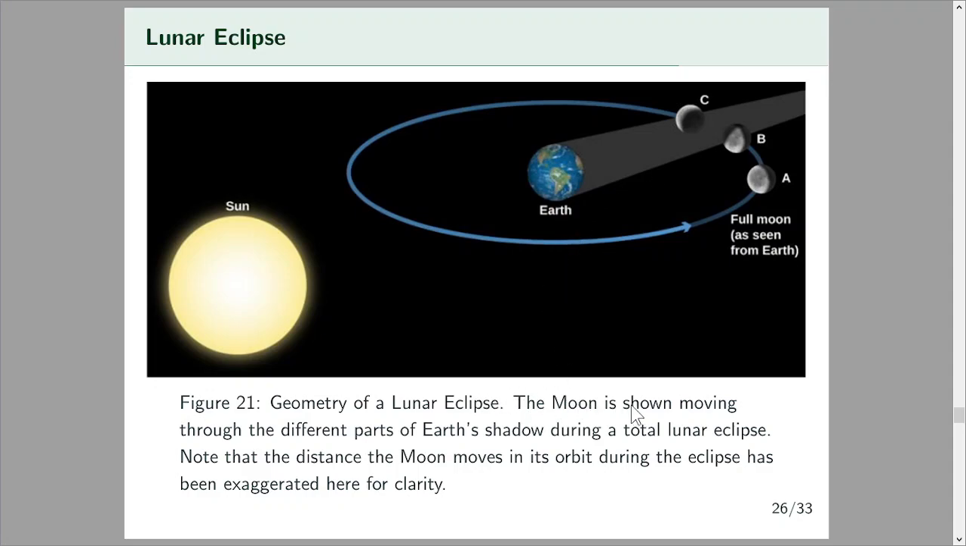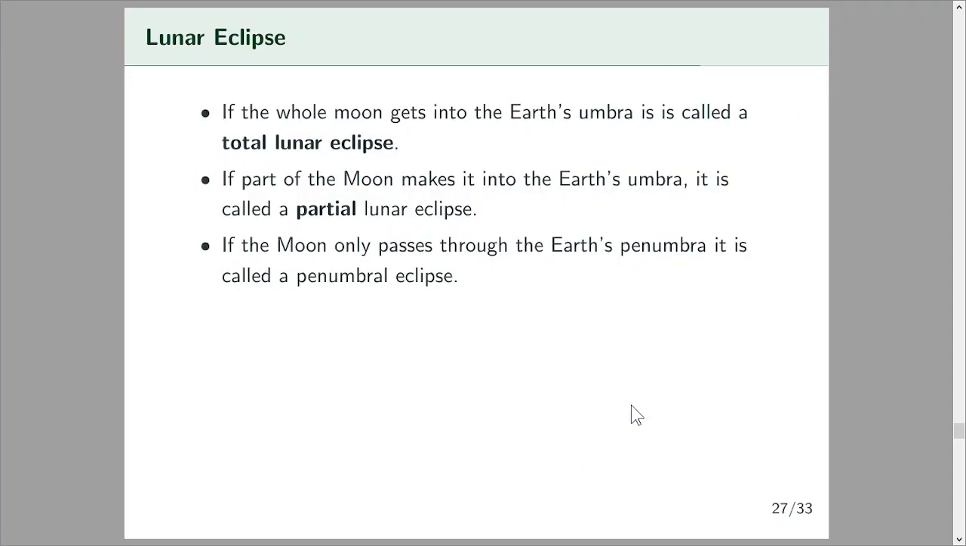The moon is shown here, sort of passing through. There are some different places the moon can pass through, so let me just get to those. If the whole moon gets into the Earth's umbra, it's called a total lunar eclipse. If part of the moon makes it into the Earth's umbra over the course of the eclipse, it's called a partial eclipse. And if the moon only passes through the Earth's penumbra, it's called a penumbral eclipse.